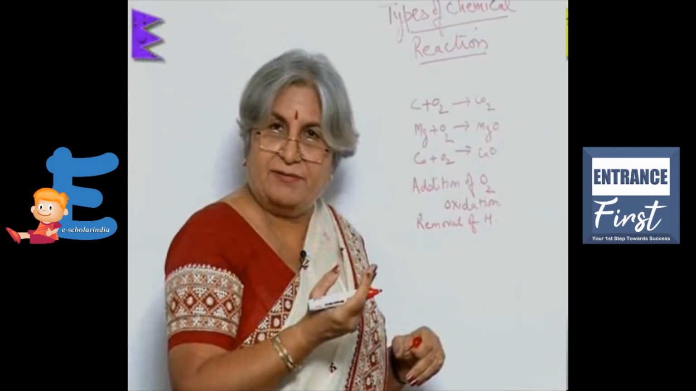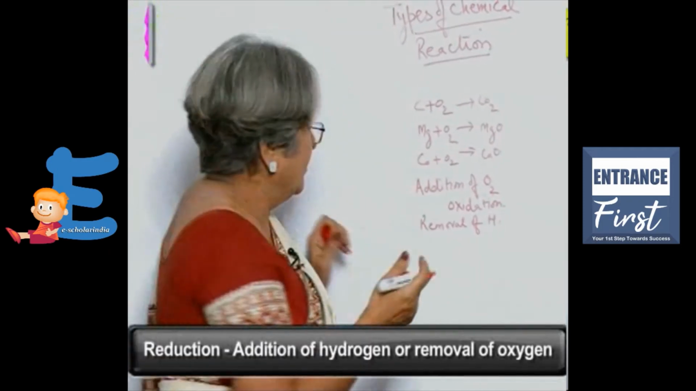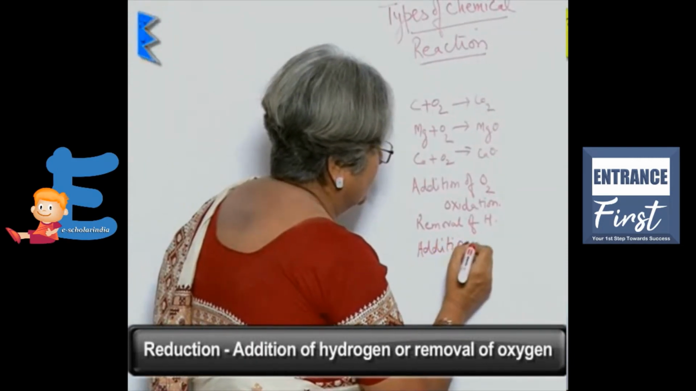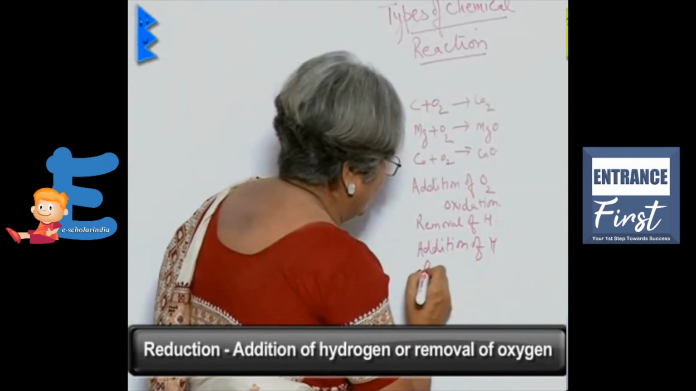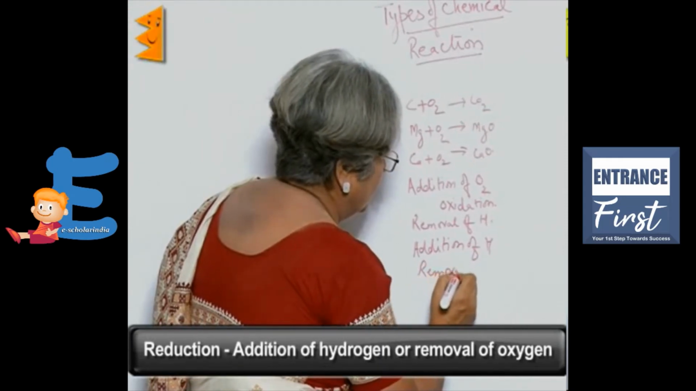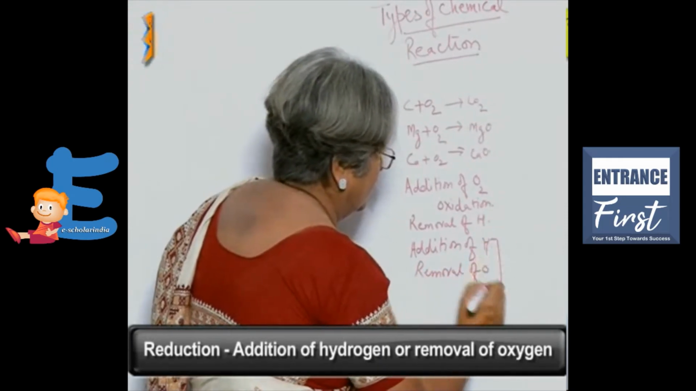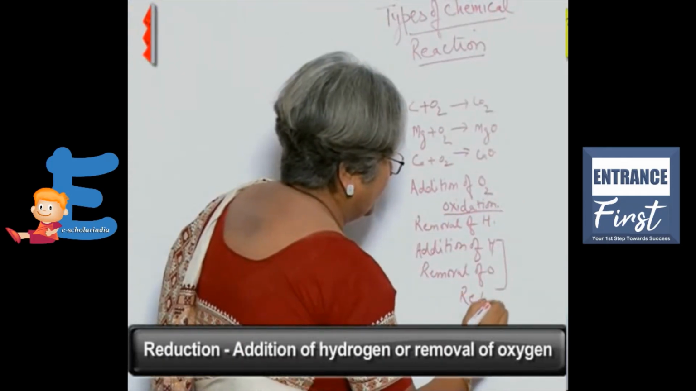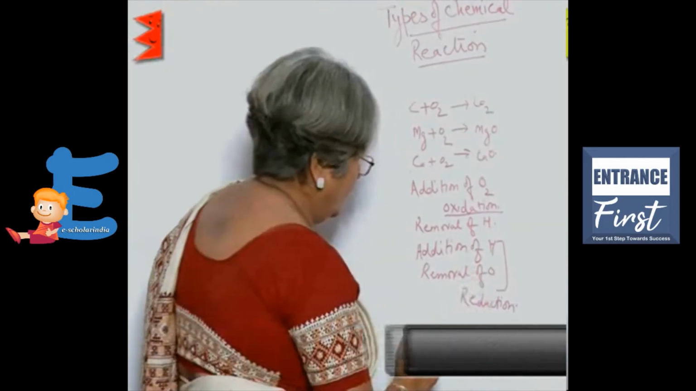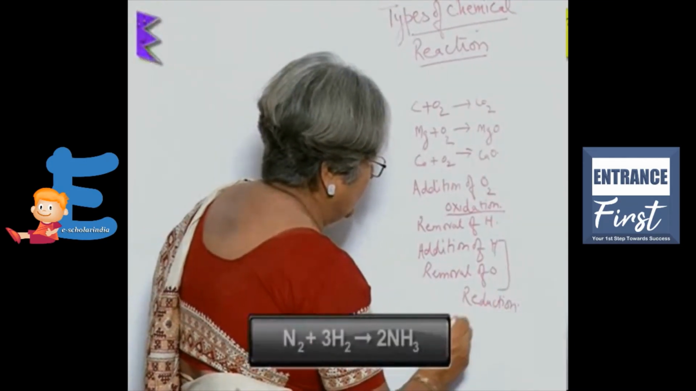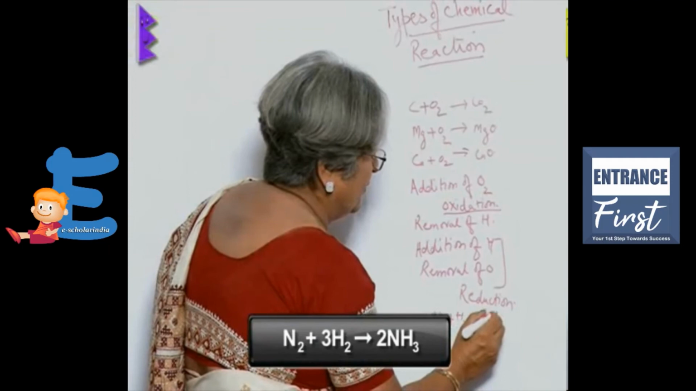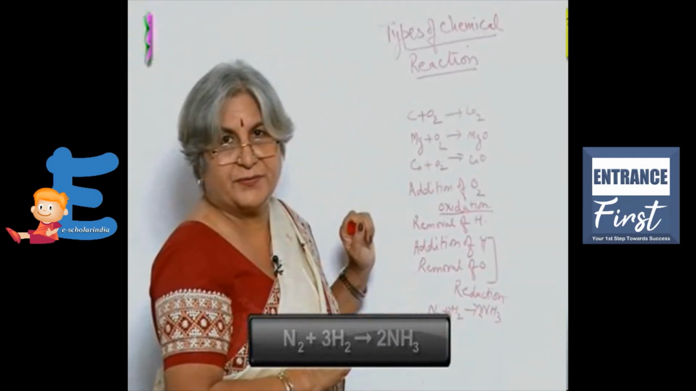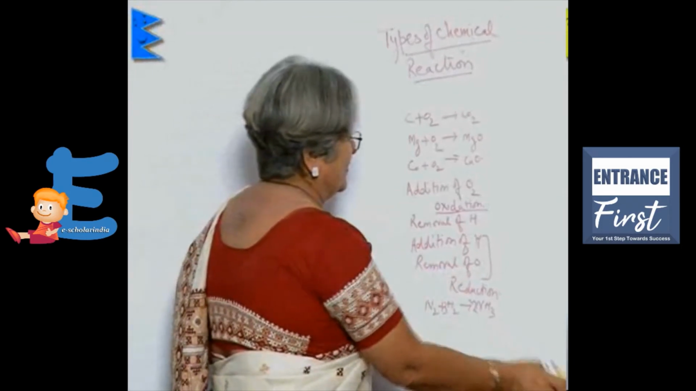There is another complementary reaction, reduction. Reduction is addition of hydrogen or removal of oxygen. This is reduction. For example, N2 plus H2 gives ammonia. This is reduction.